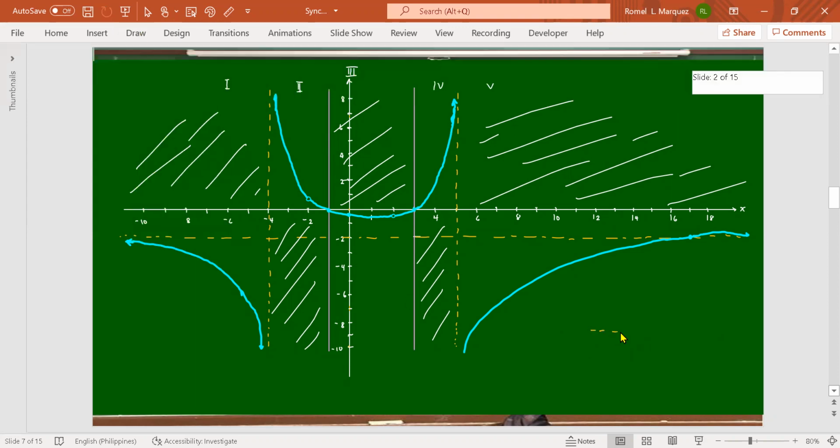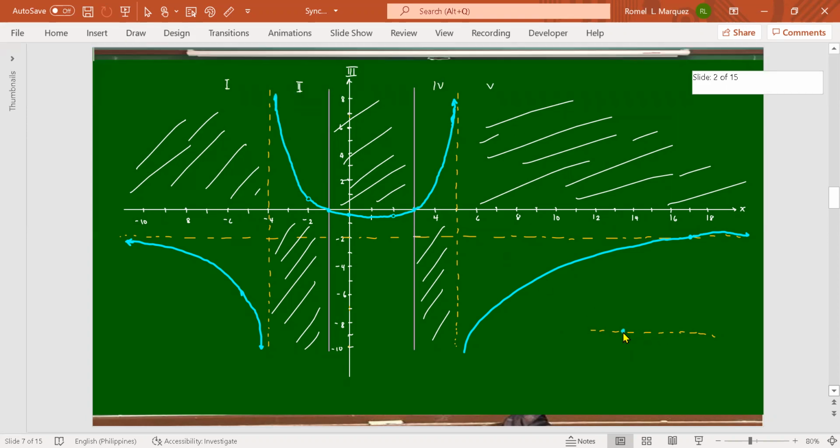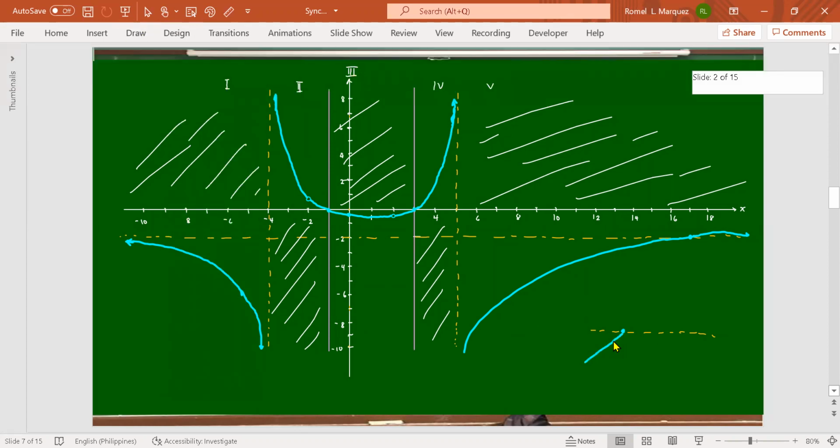Itong horizontal asymptote na to. Yan. Dito siya may intersect. Dito sa point na to, guys. Ito yung halimbawang 17, negative 2. Yan. Ang mangyayari ganito yan pag minagnify nyo. Galing yan sa baba. Aakyat siya hagya, and then hahilahin uli ng pababa.